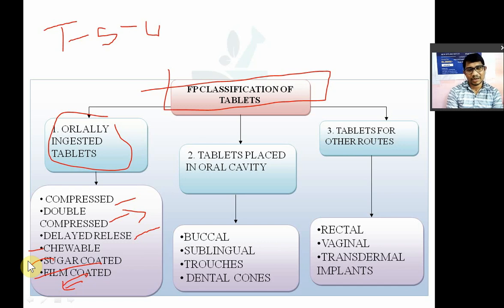Sugar coated tablet, again, mostly vitamin preparations are sugar coated. Vitamins and mineral preparations are sugar coated. Chewable tablet, if you want to chew in the mouth. Now chewable tablet may offer two types of actions. It may act locally as well as it may act systemically. Right. So that was orally used tablet.